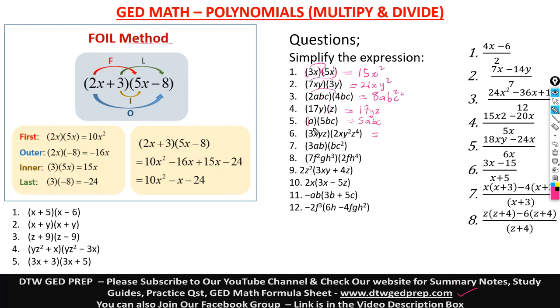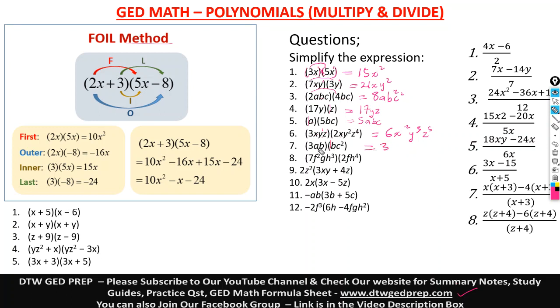Now look at this. We have first the numbers, 3 times 2, that's 6. There's an x here, there's an x here. x times this x will be x squared. Now there's a y here, there's a y here. So that will be y times y squared. This is 1, y is about 1, so we're adding the power. So it will be y cubed. And z times z here, 1 plus 4, that will be 5. That's z to the 5.